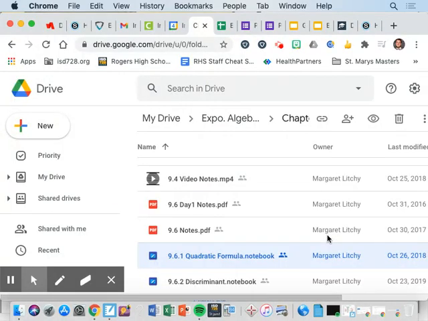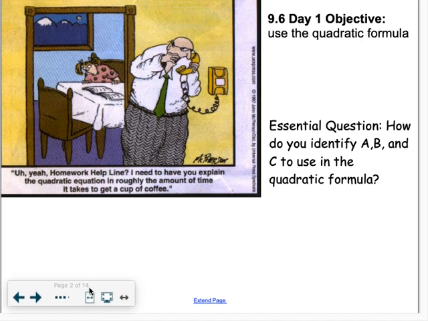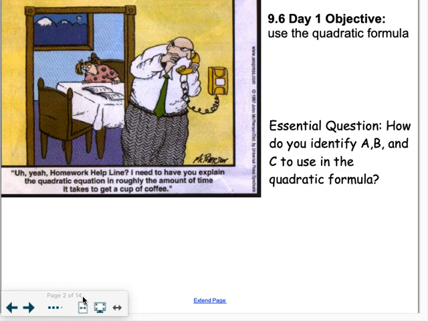Hi guys, welcome to today's lesson on 9.6, day 1. Today we're going to start something new called the quadratic formula. So we're going to talk through that here today.